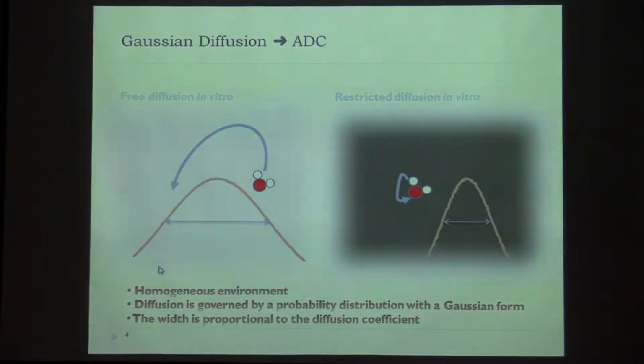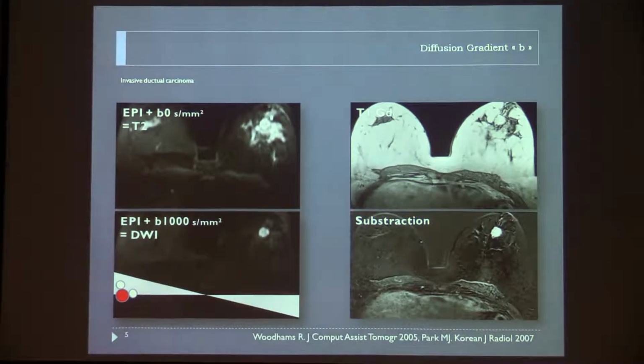In a homogeneous environment, the diffusion is governed by a probability distribution with a Gaussian form. The width of this curve is proportional to the diffusion coefficient. So when there is a free diffusion, the width will be very large, and in a restricted diffusion, the width is very narrow.